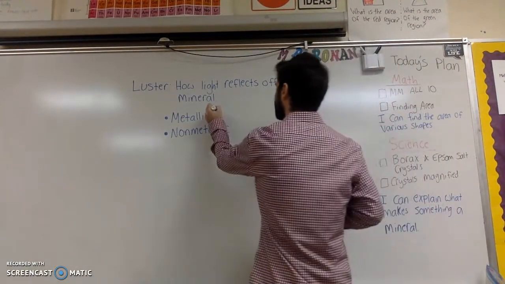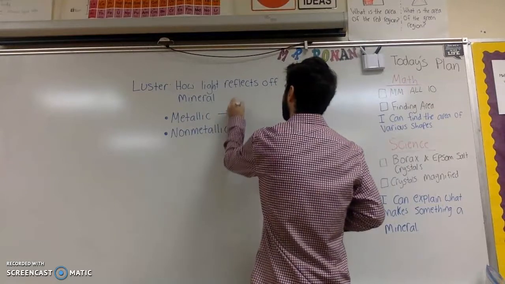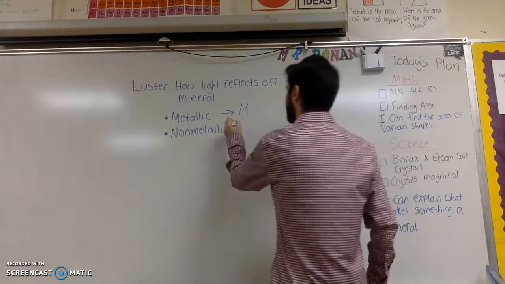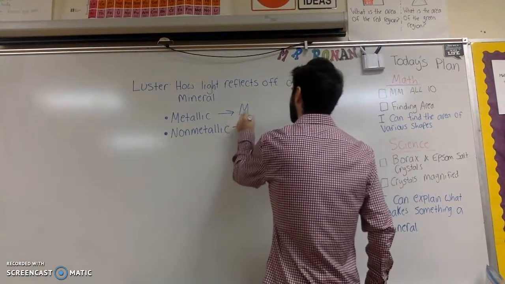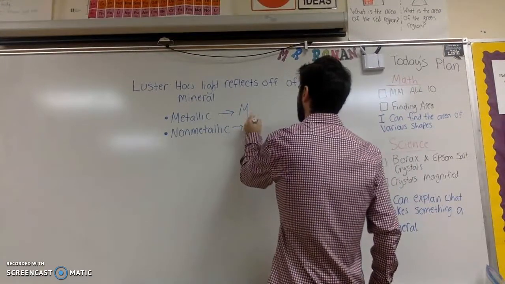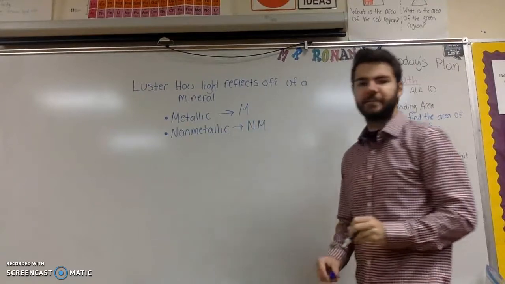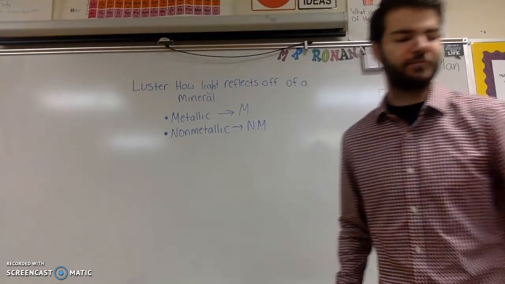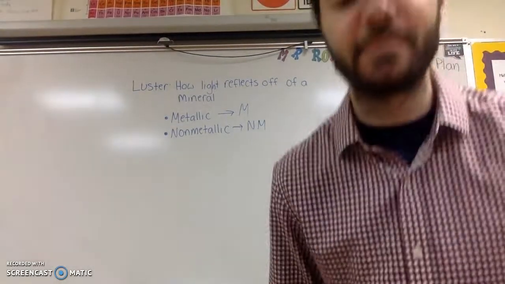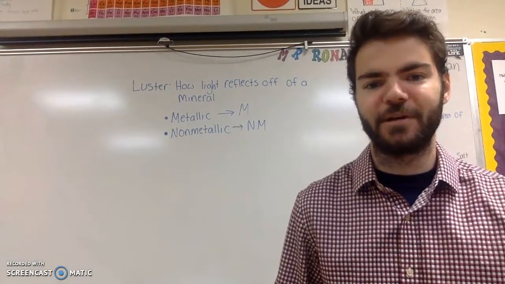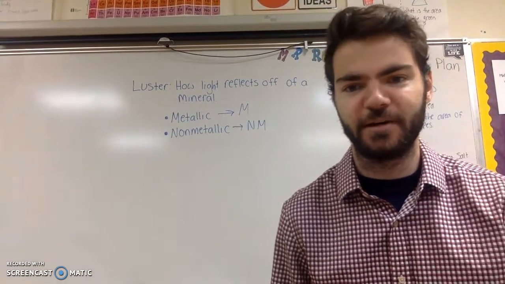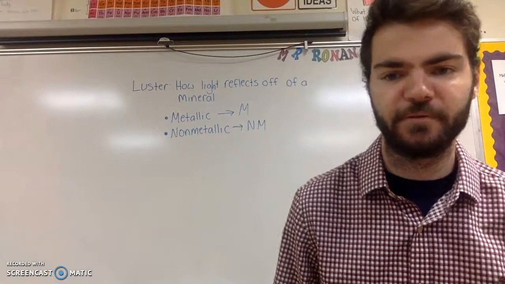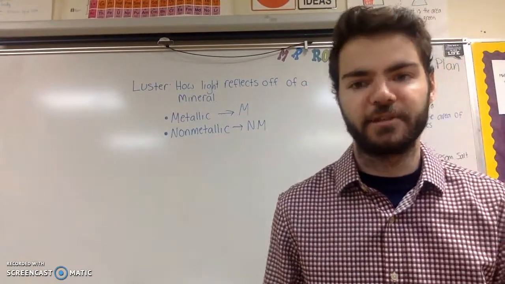So for metallic, make sure we plug in a capital M. Uppercase M. For non-metallic, we're just going to do a capital N. Make sure we follow these instructions. If you don't follow those instructions, it's going to count it wrong. If you actually end up writing metallic completely or if you have it lowercase, make sure we have it uppercase for both of them. We're just doing abbreviations.